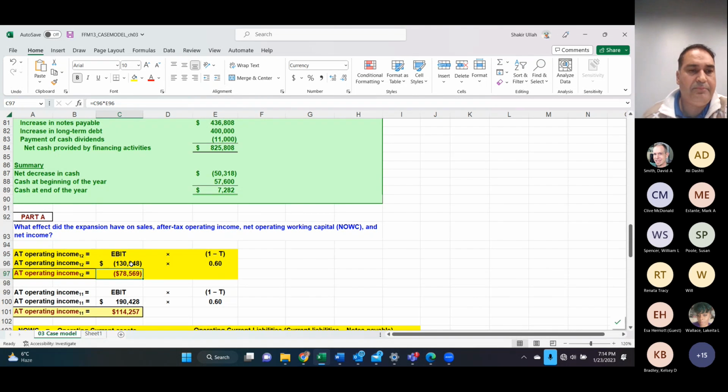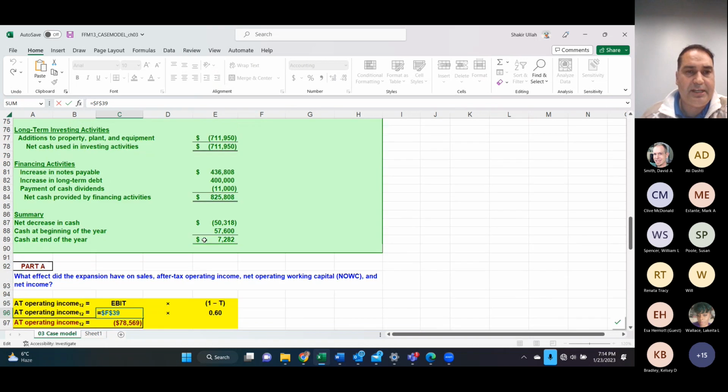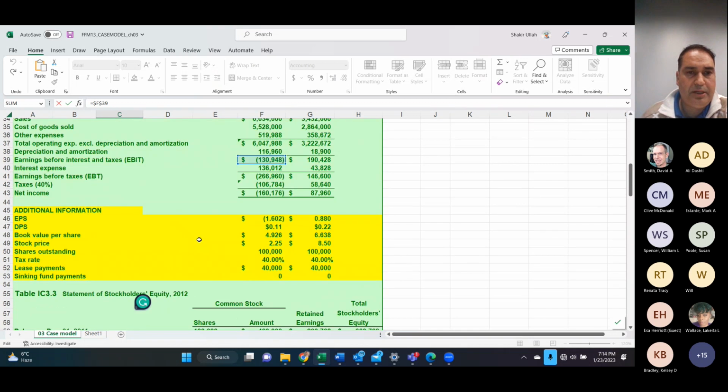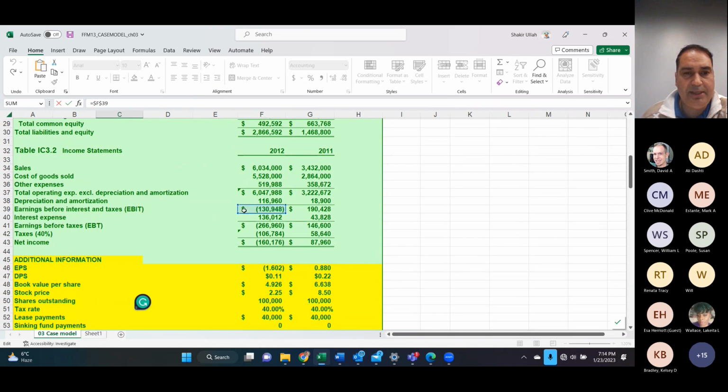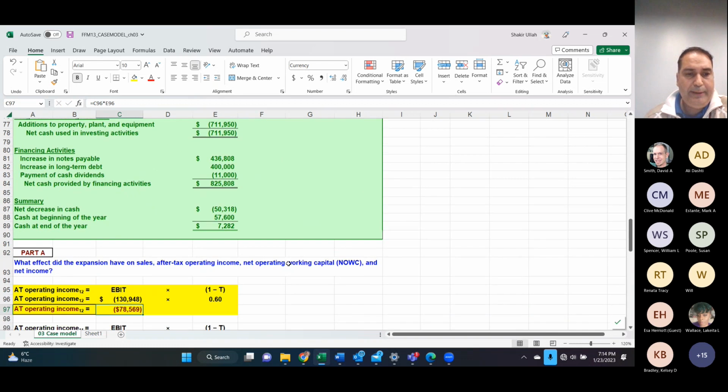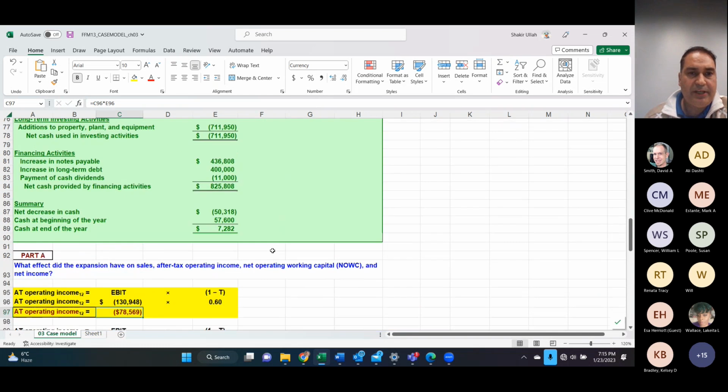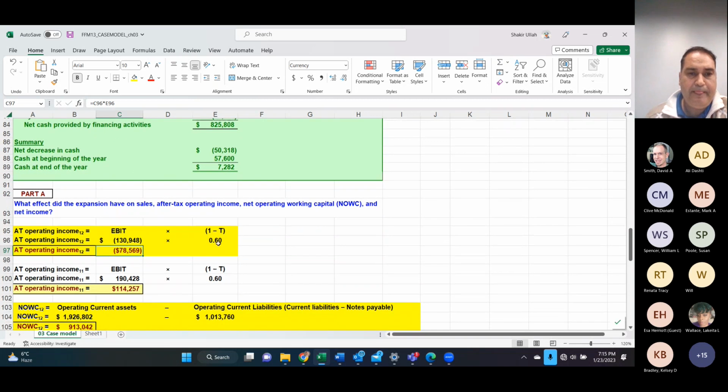Now, where do we get this number from? This is the EBIT, and as I showed you above, this is from the income statement. So you go to the income statement, and that is the EBIT, earnings before interest and taxes. And then you have to remove the interest expense as well. And we know that the tax rate for this business is 40%. So 1 minus 40% would be basically 0.6.